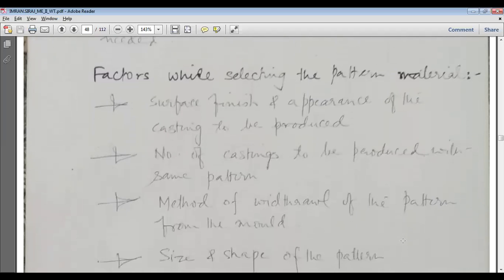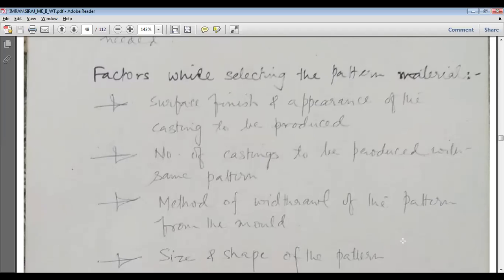Now come to the method of withdrawal of the pattern from the mold. How do we have to withdraw the pattern from the mold? If we can open it, then we can take any material. If we have to withdraw the pattern from a narrow cavity, we would be choosing a compact material like plastics and wood. We cannot take metals for compacting. So the method of withdrawal, how the pattern is removed from the mold, will also affect the material of the pattern.